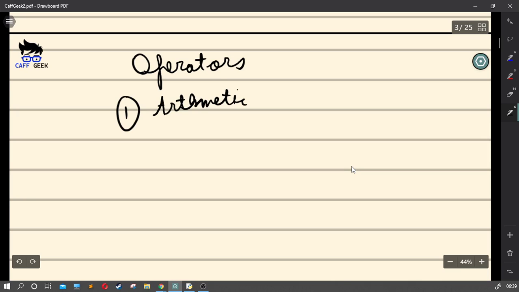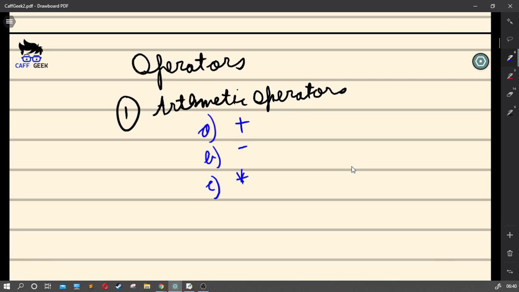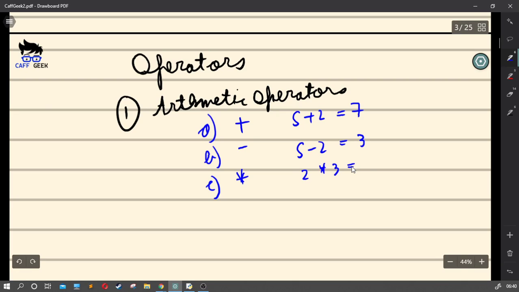Arithmetic operators are simple operators which you use in mathematics. We have plus, minus, multiplication. Let's take examples as well. We have 5 plus 2, which is 7. We have 5 minus 2, which is 3. We have 2 into 3, which is 6. We have division: 6 divided by 2, which is 3.